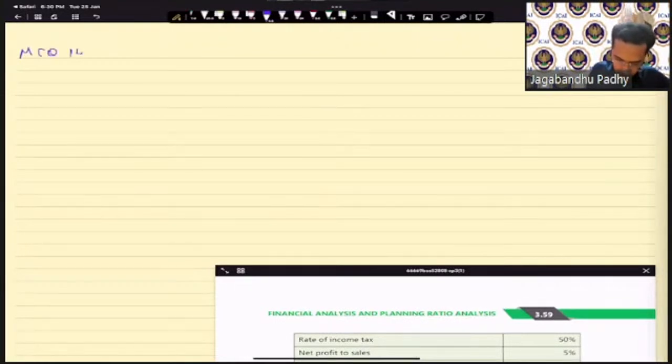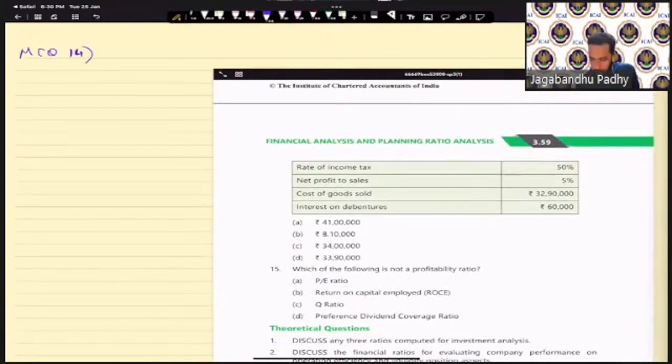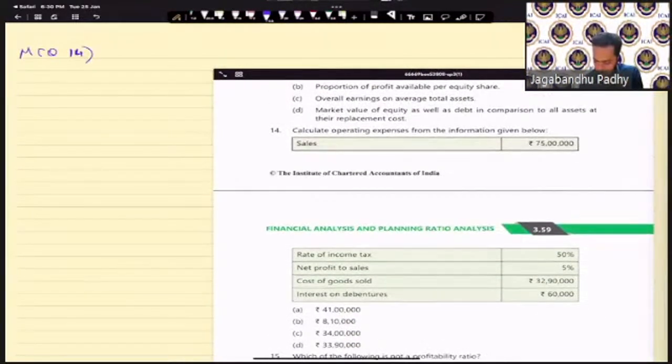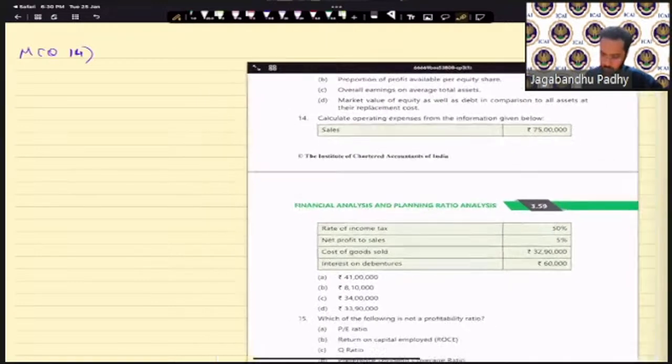MCQ number 14. Fine. Let's look at it. What are the numbers given to us? Calculate the operating expenses from the information given below. We have sales of 75 lakh. Income tax is 50%. Net profit to sales figure is 5%. Cost of goods sold is 32 lakh 90,000. Interest on debentures is 60,000. Okay, we want to know what our operating expenses are.